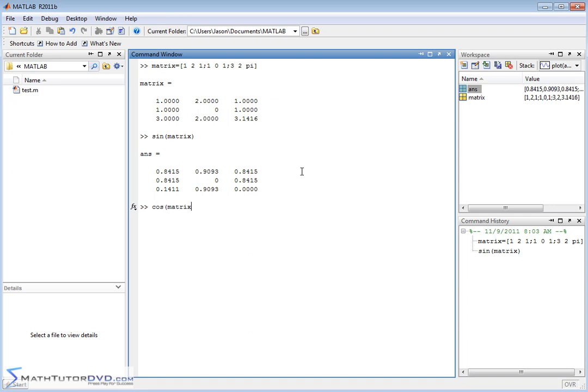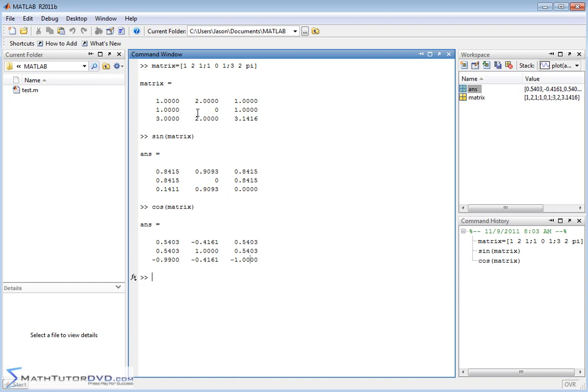And if you do the cosine, then you have the same thing. Cosine of pi, this was the original matrix, is -1. So you can kind of see it's functioning. So these other numbers, 1, 2, 1, they're all treated as radians. So this is 1 radian, 2 radian, and so on.